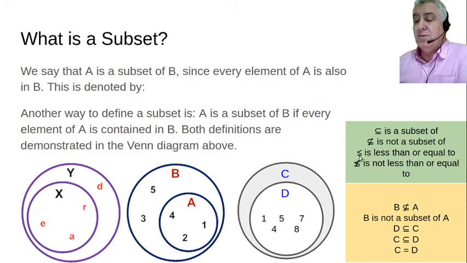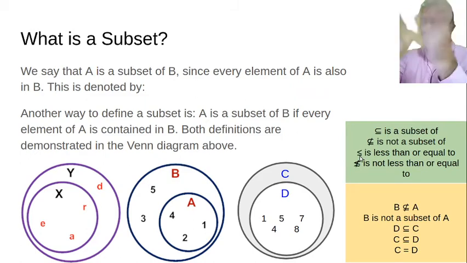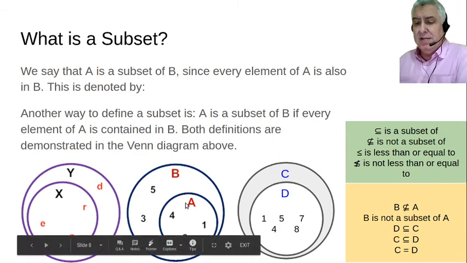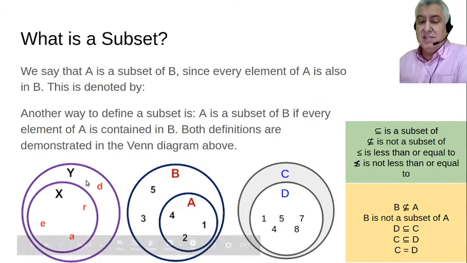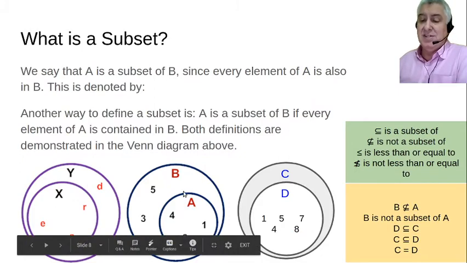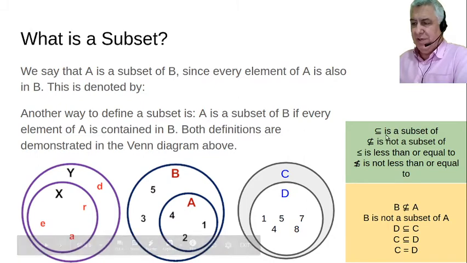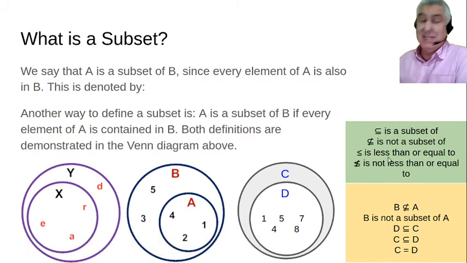And I like to compare these to less than or equal to and not less than or equal to, which you should probably already know. So less than or equal to, it's the same or smaller, and so we can see X is the same or smaller than Y, and A is the same or smaller. I'm using some non-mathy words here, and D is the same or smaller than C. So we call that "is a subset of". You can't say "is less than or equal to". Okay.